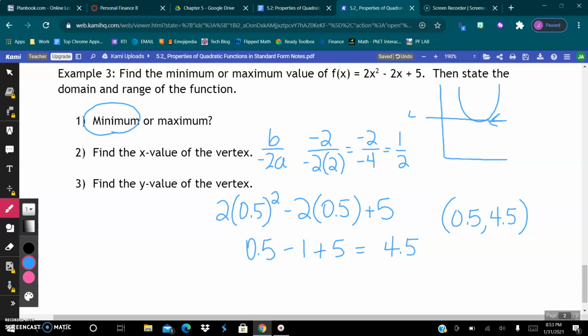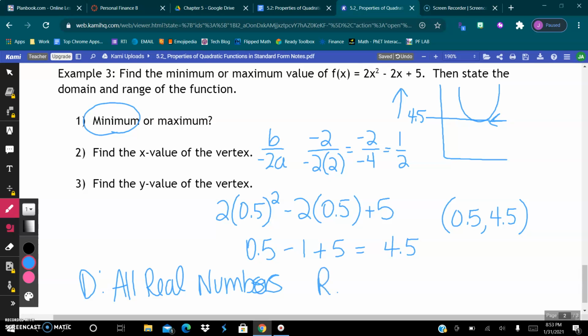So what that means is that, if you're thinking about the y-axis, our y value of this point is 4.5. So that means all of the points on that graph are higher than 4.5. So when we write our domain, we're going to write all real numbers. And then our range, we are going to write y is greater than or equal to, because there is a point there, to that 4.5.